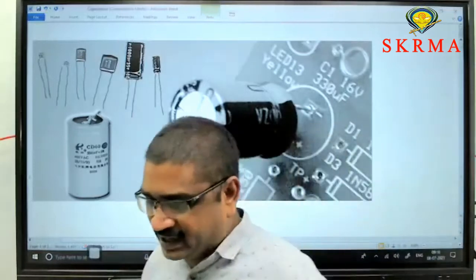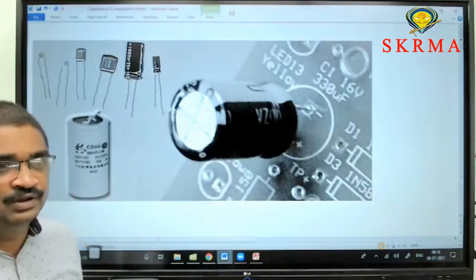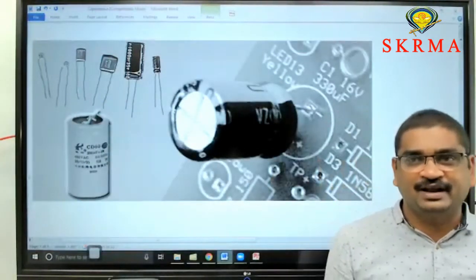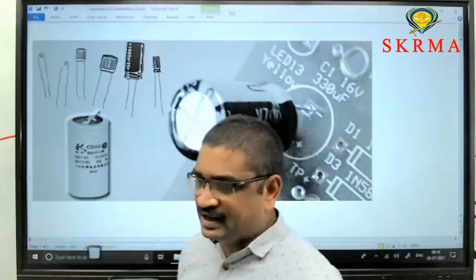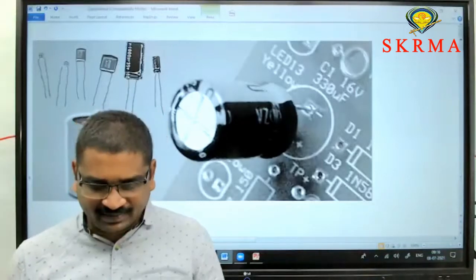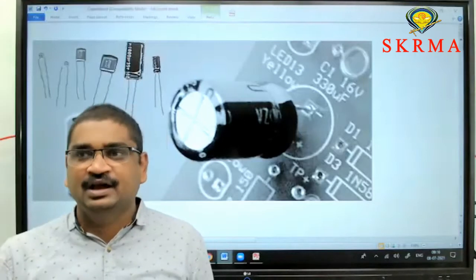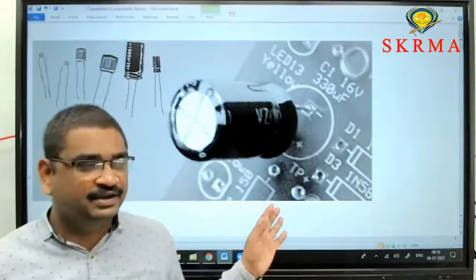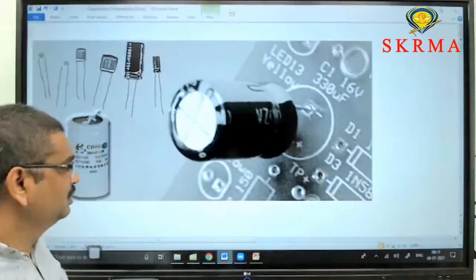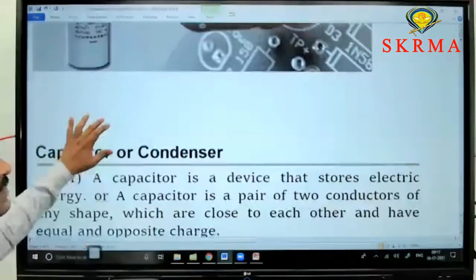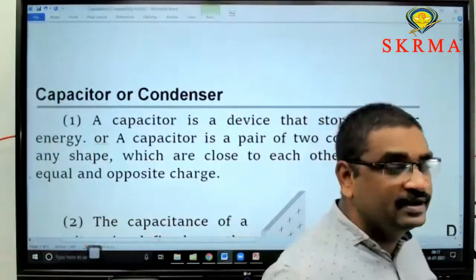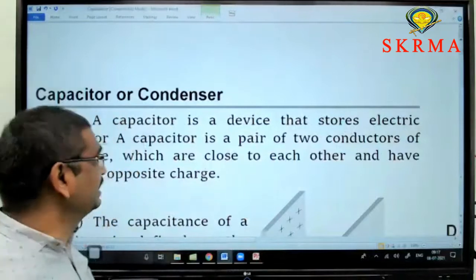Now, what is meant by a capacitor? A capacitor stores energy. Which type of energy is it going to store? Is it mechanical energy, electrical energy, or magnetic energy? It is going to store electrical energy. So a capacitor is a device that stores electric energy.